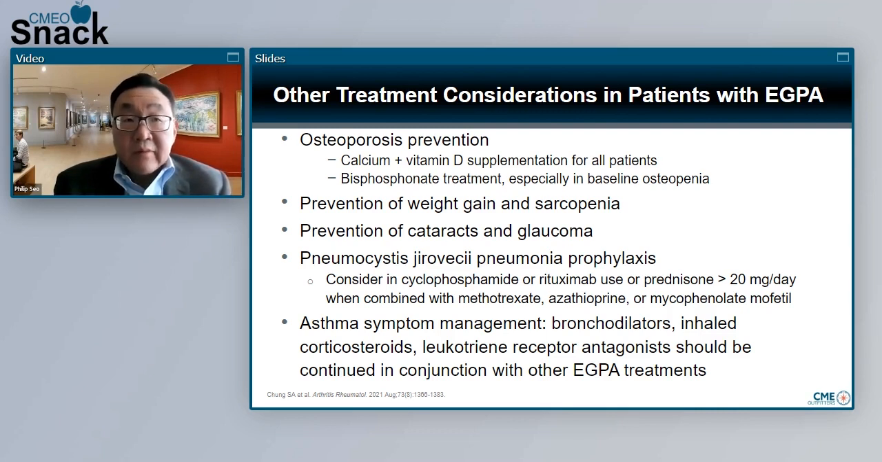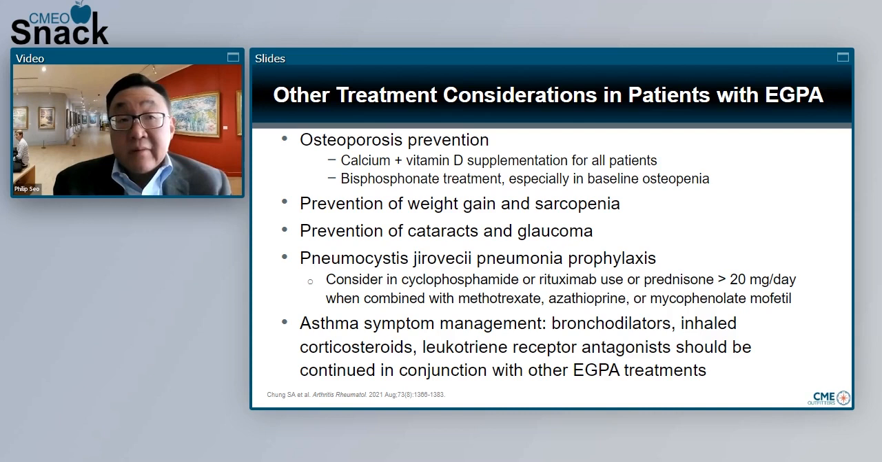Calcium and vitamin D right off the bat is probably necessary for the vast majority of patients. I think that in addition to that, medications like alendronate would be important to consider as well, especially if the patient already has osteopenia before you institute use of steroids.